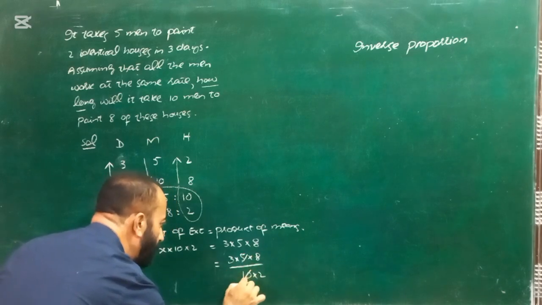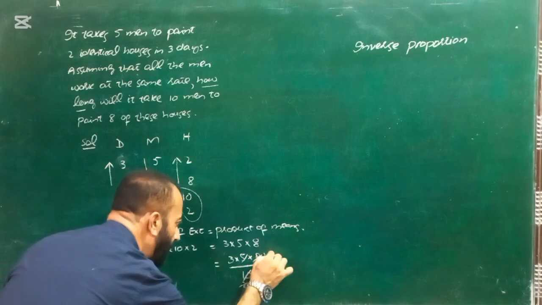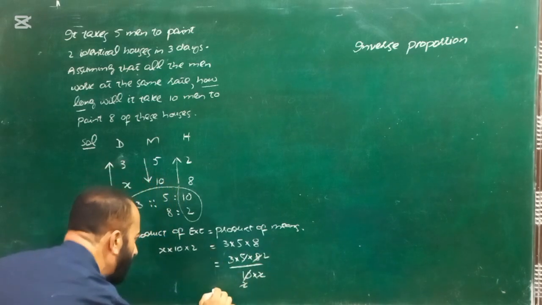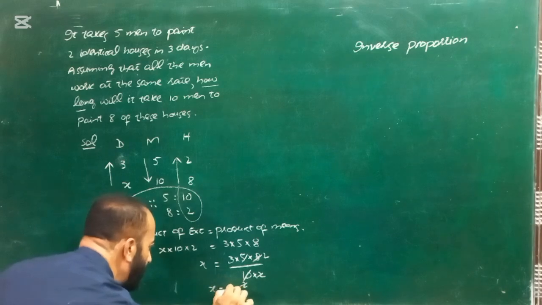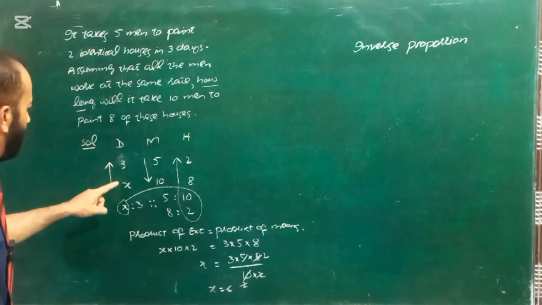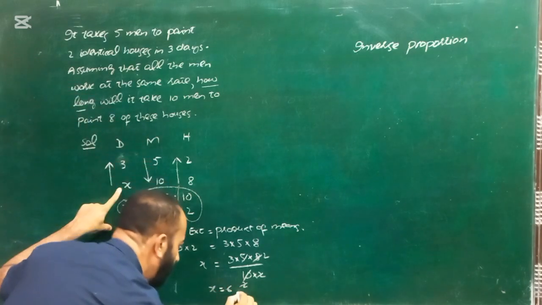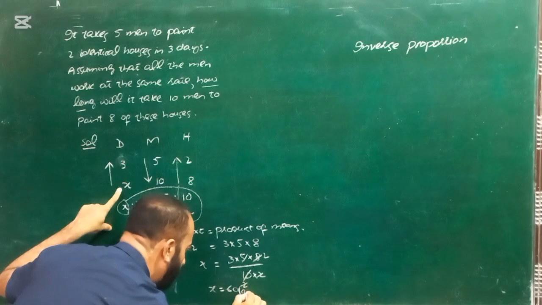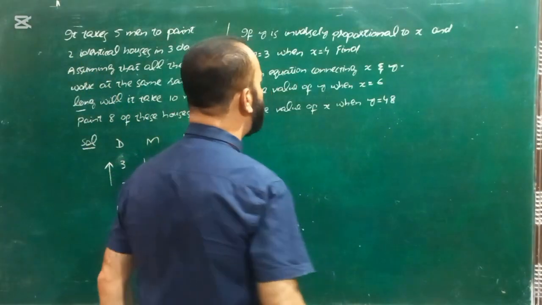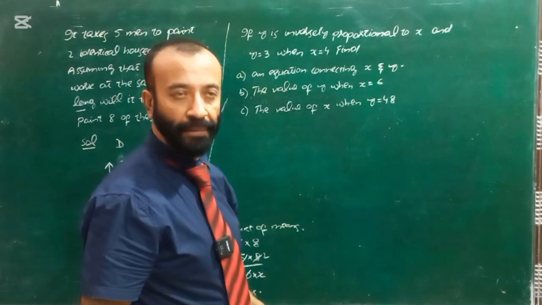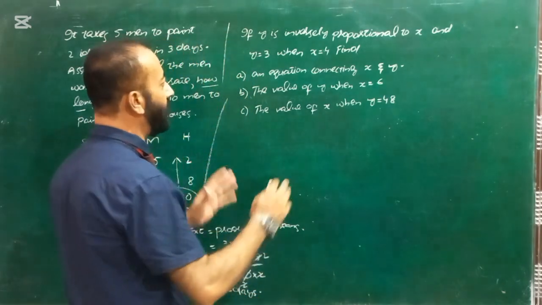So 5 2s are 10 and this is 4. So 4 2s are 8. So 3 2s are 6. So from here the answer of x is 6, and x is the days. So it means 6 days is the answer. Here is another question from the inverse proportion category.